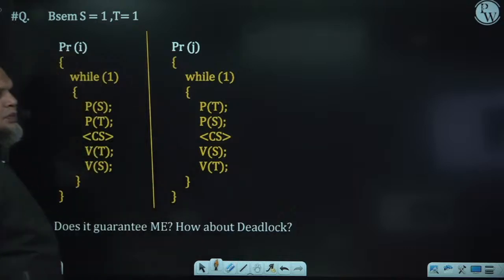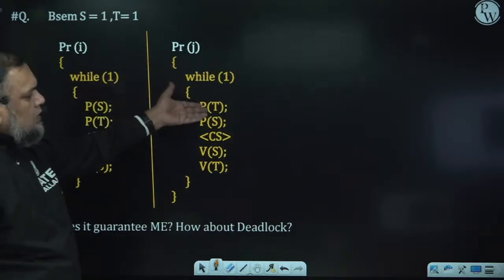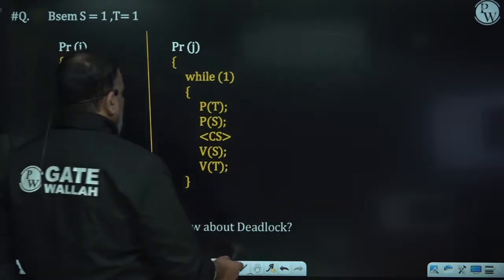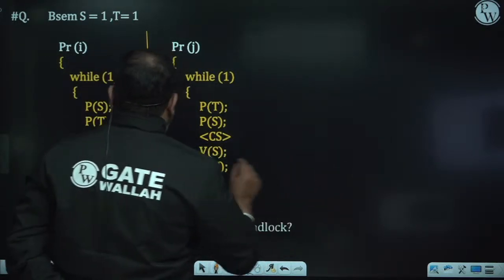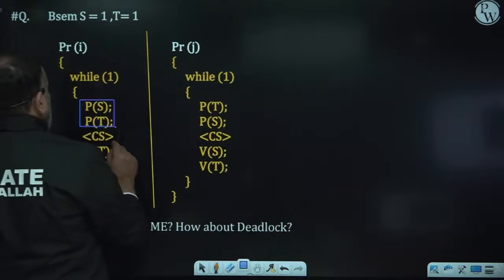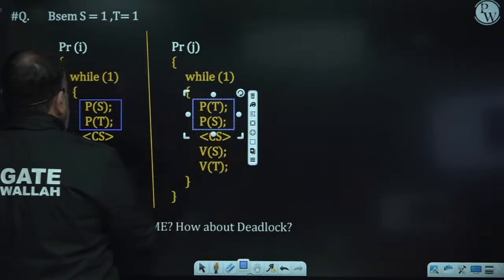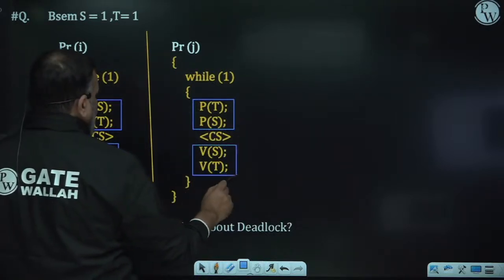The process I performs the operations down on S and down on T, then critical section, then up on T and up on S. Process J performs down on T and then down on S, and then critical section, then up on T, up on S and up on T. So here I would like to emphasize that this is the entry section for process I, this is the entry section for process J, and this is the exit section for process I, exit section for process J.